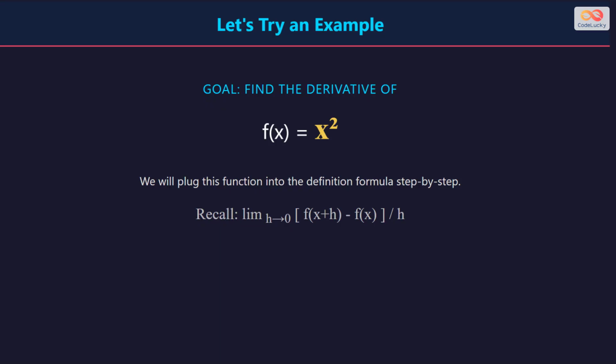The best way to learn is by doing. Let's find the derivative of the function f of x equals x squared. We will plug this specific function into our definition formula and solve it step by step.